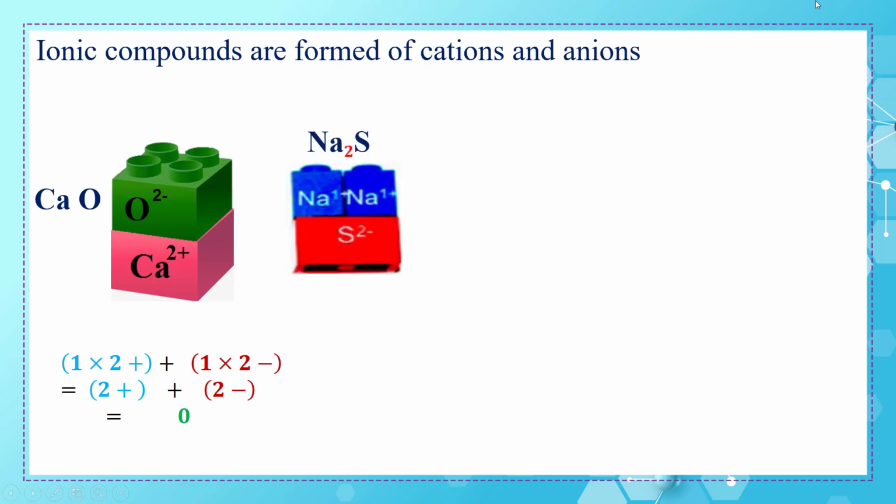What else? Let us take another ionic compound, Na2S, made up of 2 sodium cations with 1 sulfide ion. Let us calculate the charge. Here we have 2 Na, each one has a 1+ charge, so 2 multiplied by 1+. Plus, we have 1 sulfide ion multiplied by its charge, which is 2-. 2+ and 2-, the result is 0.